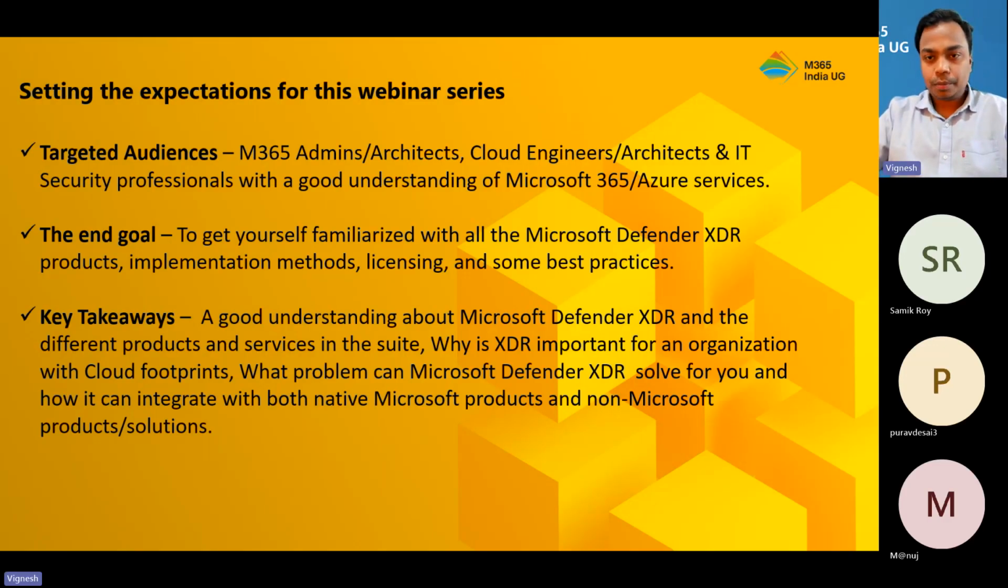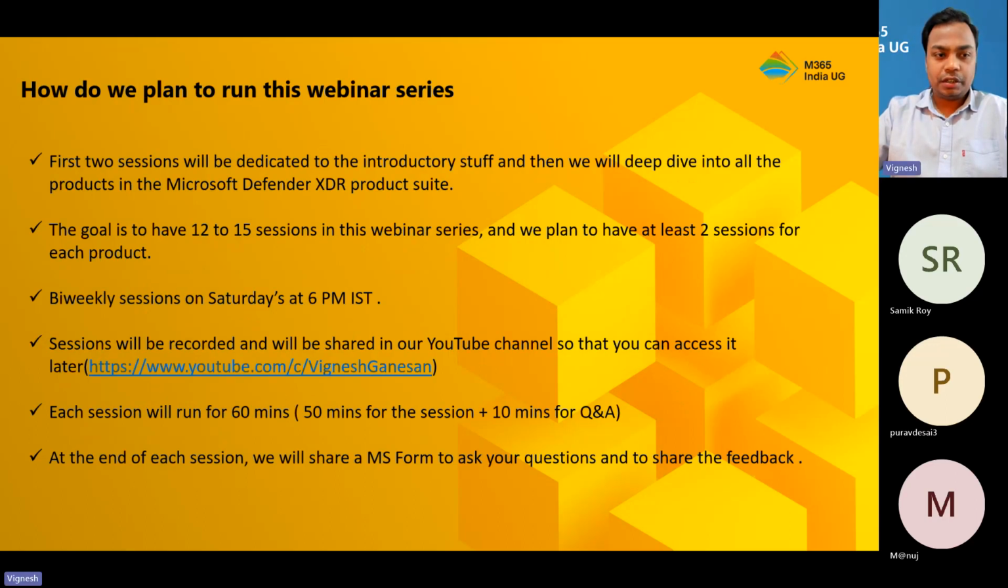So how do we plan to run this webinar series? The first two sessions were introductory, and from the last session onwards, we started to deep dive into each and every single product in the Defender suite. Last week we did Microsoft Defender for Office 365 Plan 1. Today we'll be talking about the Plan 2 capabilities, and this is part 2 of Defender for Office 365. The goal is to have 12 to 15 sessions in this series, with at least 2 or 3 sessions per product.